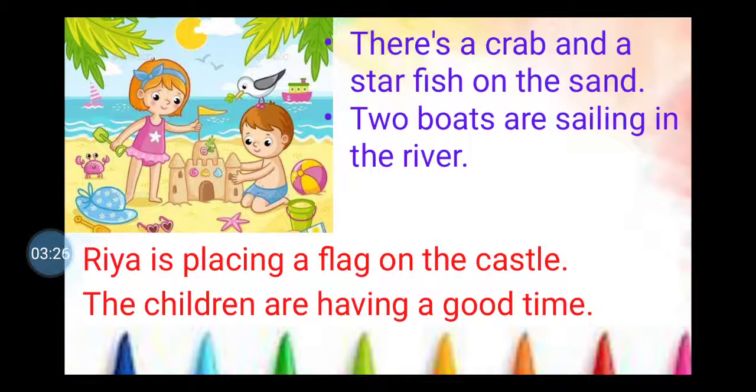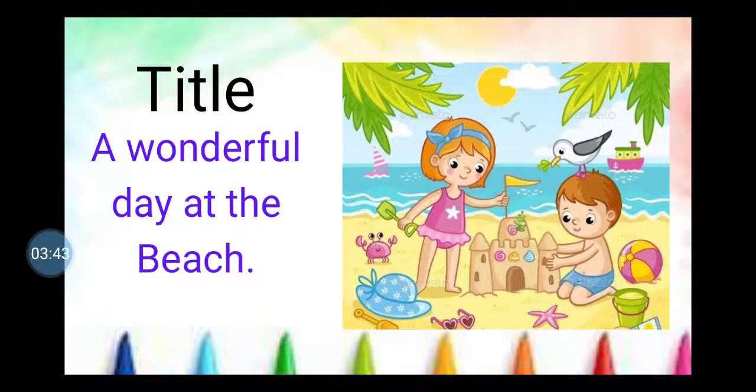There's a crab and a starfish on the sand. Two boats are sailing in the river. Ria is placing a flag on the castle. The children are having a good time. Right? And at the end give the title, A Wonderful Day at the Beach.